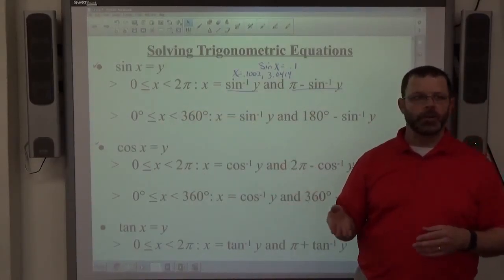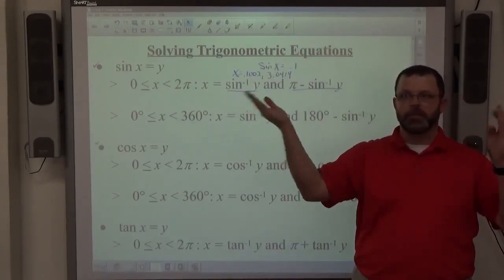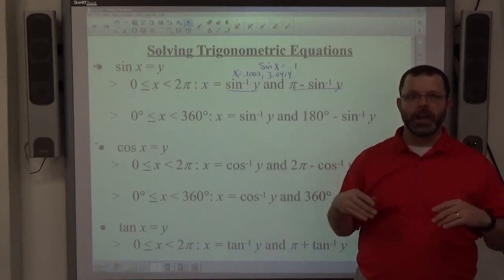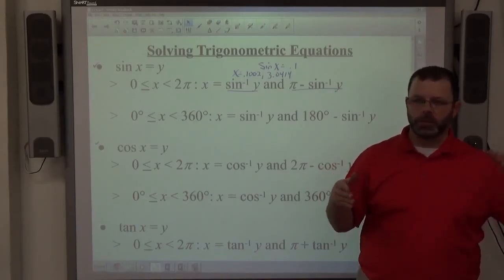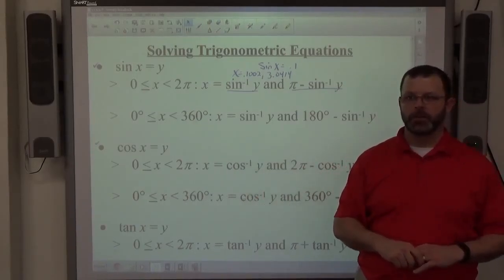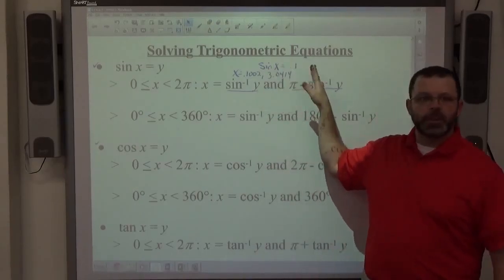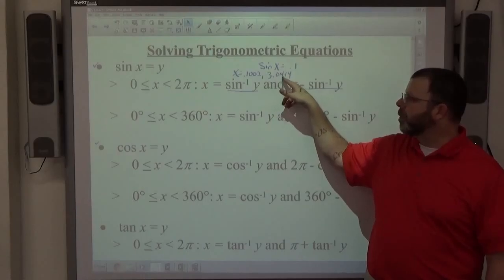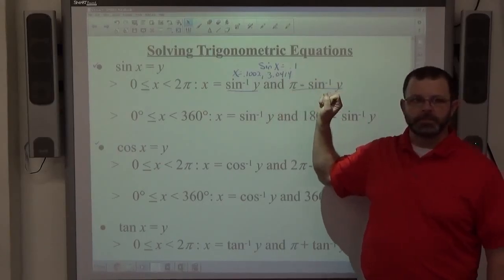If it's square root of 2 over 2, sine equals that at pi over 4 and 3 pi over 4. 1 half is pi over 6, 5 pi over 6. Negative square root of 2 over 2, 5 pi over 4, 7 pi over 4. So they're there. But if it's one of these numbers that isn't on that sheet, you have to use your calculator to get an approximate answer. The other approximate answer is pi minus that answer.